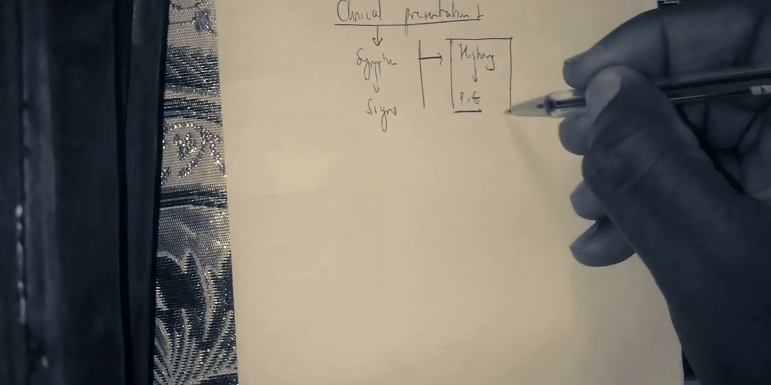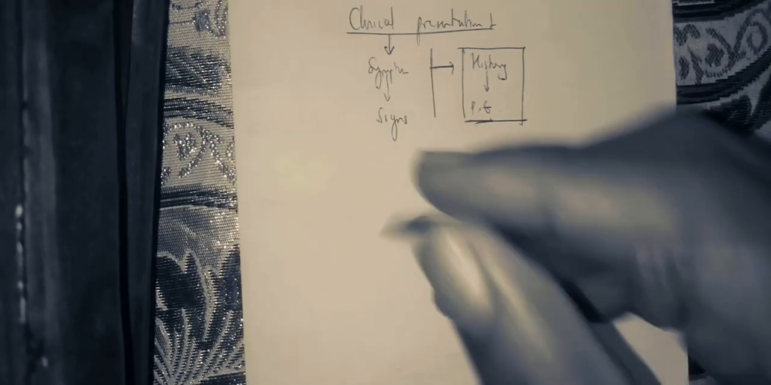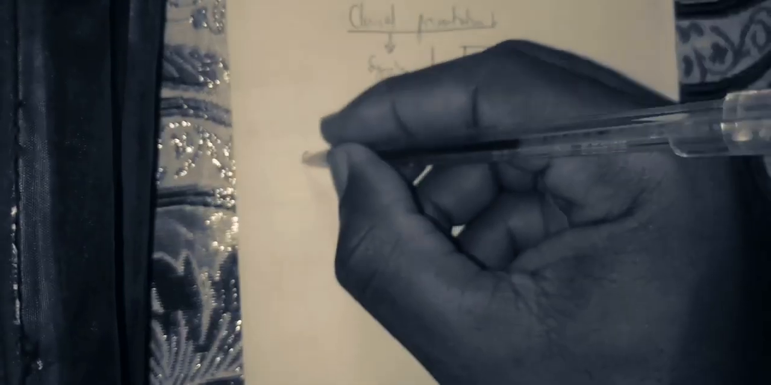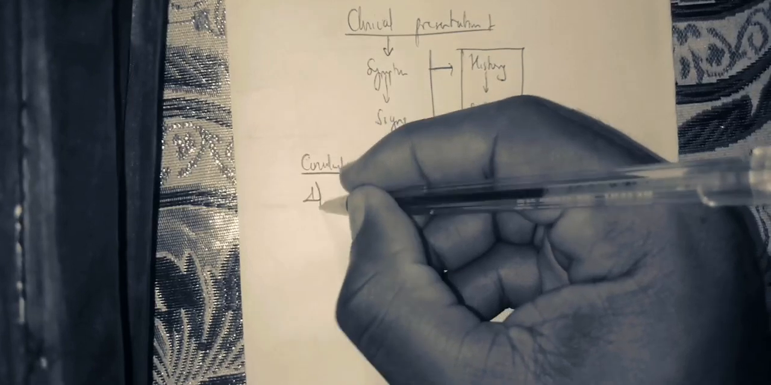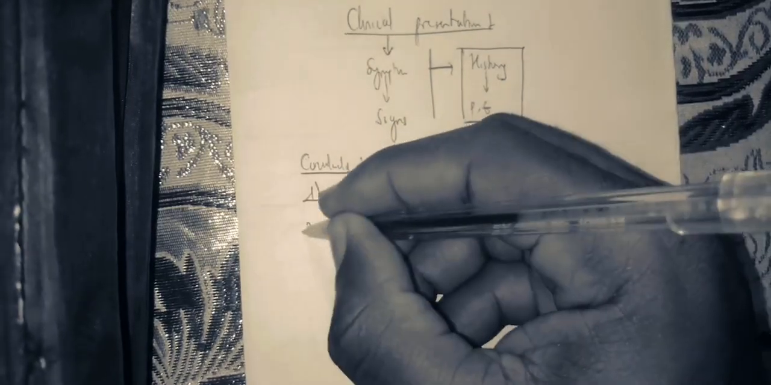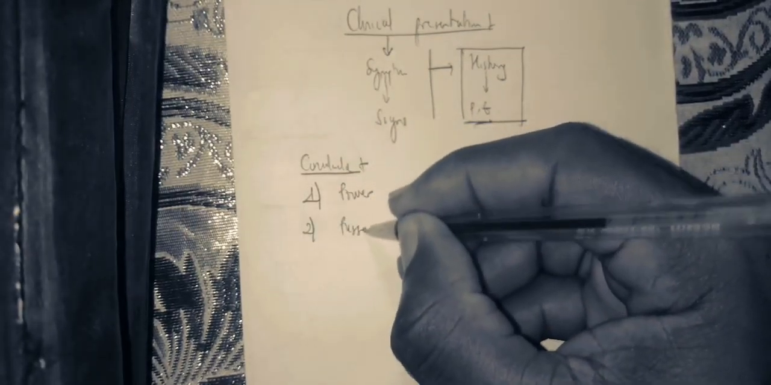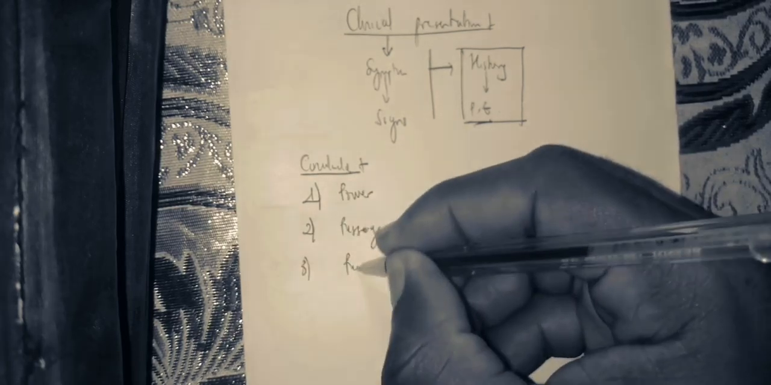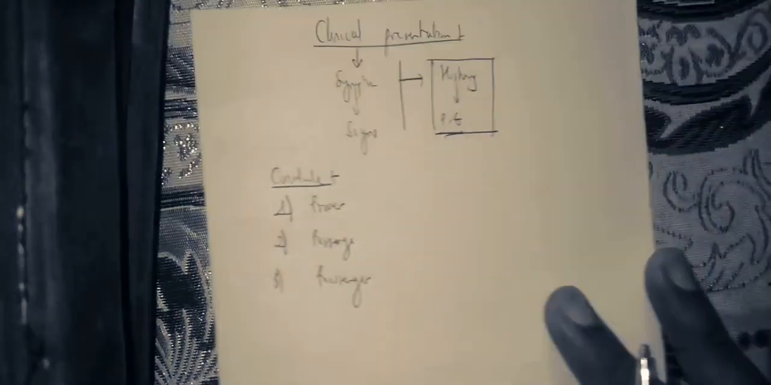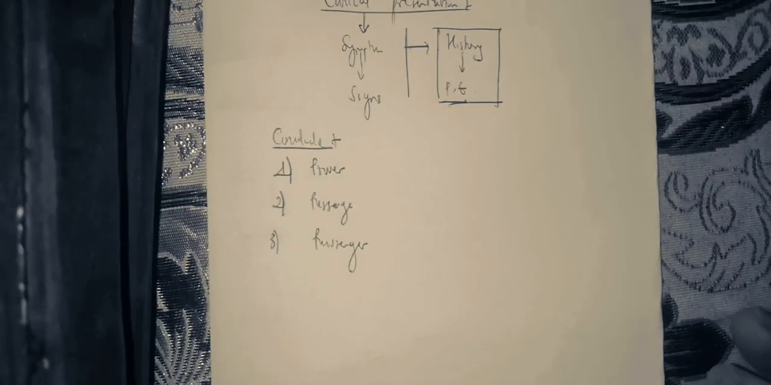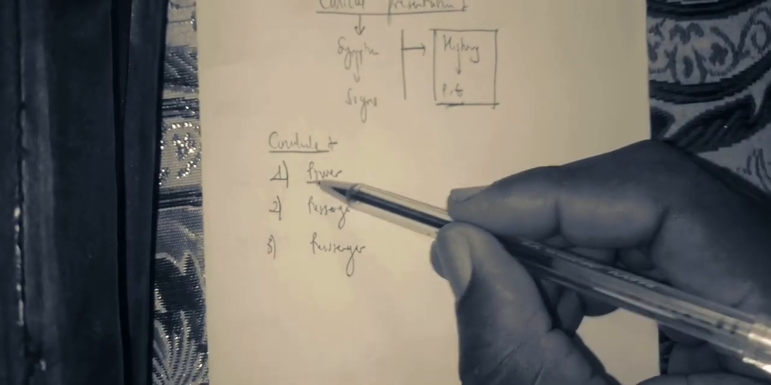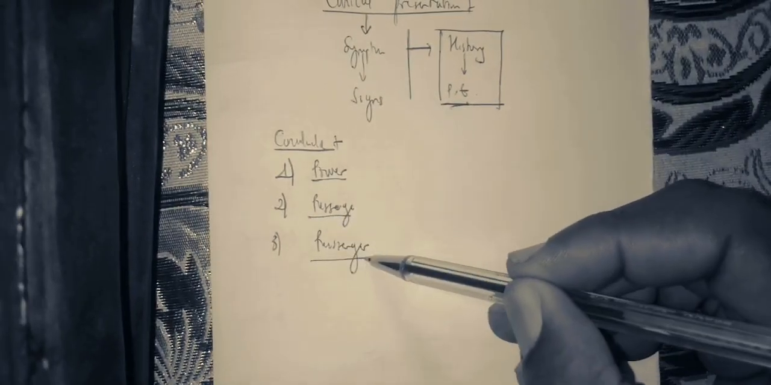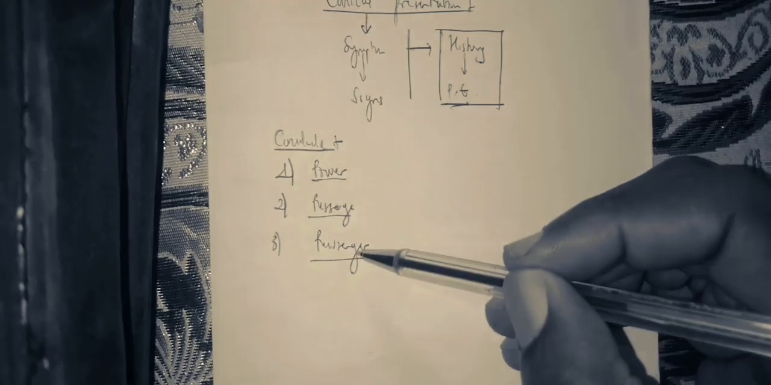Now, what are the elements that you must bring out in the history and the physical examination of a patient in labor? When you finish the history and the physical examination of labor, you need to conclude with certain elements. The first element is the power, the second element is the passage, and the third element is the passenger. By the end of your history and physical examination of labor, you must end up by speaking about the power, the passage, and the passenger. You must speak about all these three.